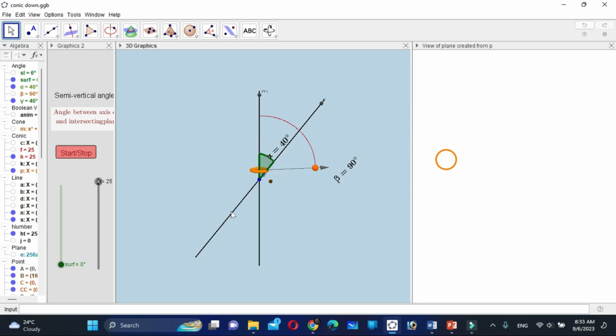This is the axis of cone and this one is the generator of the cone. When the generator is rotated 360 degrees around the axis while keeping one end fixed at the apex, it traces the entire surface of the cone.